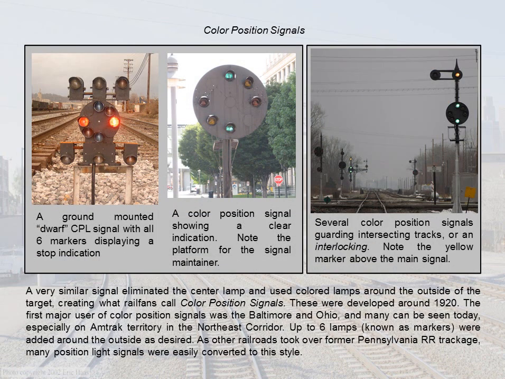A very similar signal eliminated the center lamp and used colored lamps around the outside of the target, creating what rail fans call color position signals. These were developed around 1920. The first major user of color position signals was the Baltimore and Ohio, and many can be seen today, especially on Amtrak territory in the Northeast Corridor. Up to 6 lamps, known as markers, were added around the outside as desired. As other railroads took over former Pennsylvania Railroad trackage, many position light signals were easily converted to this style.